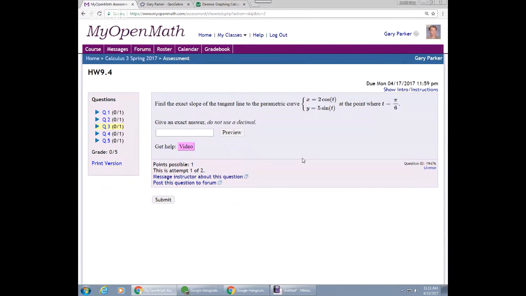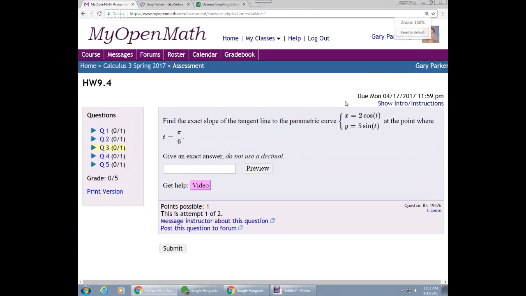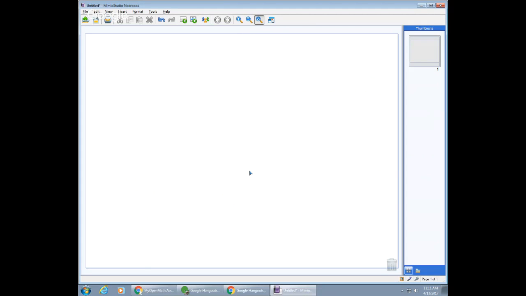Find the exact slope of the tangent line. Okay, we did one like this the other day. Let's do it again today. The parametric curve. Anybody know what shape this is going to be when we graph it? 2 cosine, 5 sine. It'd be an ellipse. If they were the same number, it'd be a circle. Different numbers makes an ellipse. So this is going to be stretched out more so in the y. So the major axis will be vertical here today. All right, so 2 and 5. Let's do it.